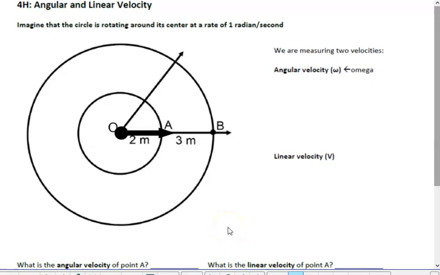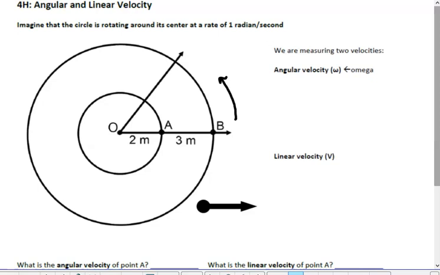Imagine that we have a circle that's rotating around its center at a rate of 1 radian per second. The center of the circle is the point O. There's another point on the circle, point A, and another point on the circle, point B. A is 2 meters from the center of the circle, and B is a total of 5 meters from the center. And we're going to imagine that the rotation is counterclockwise.